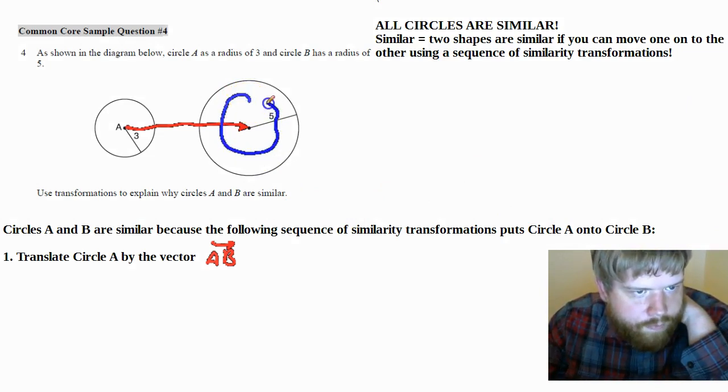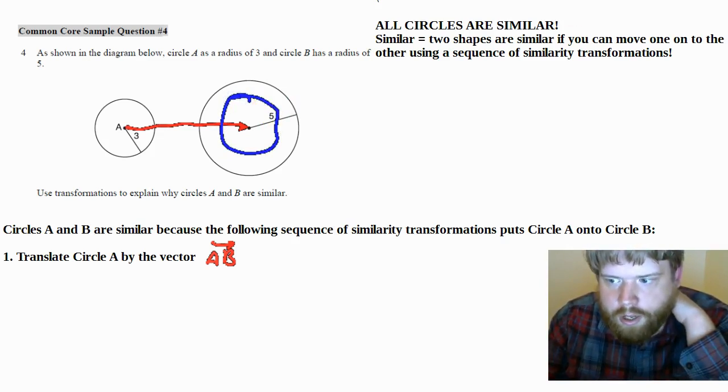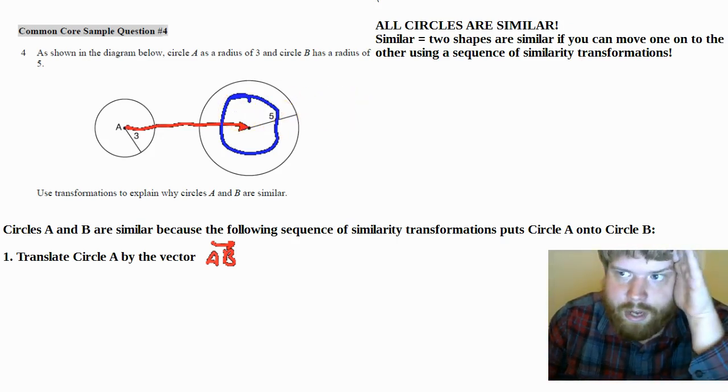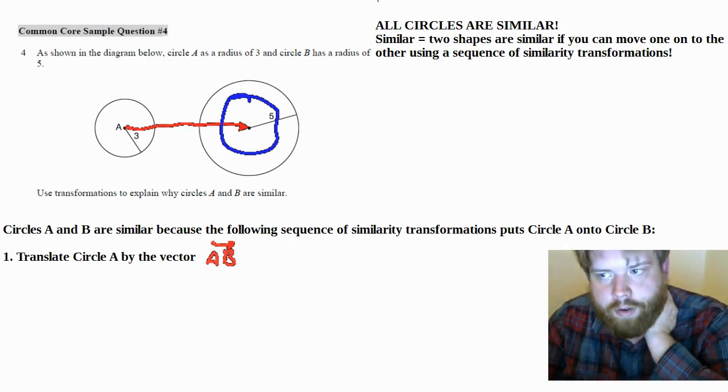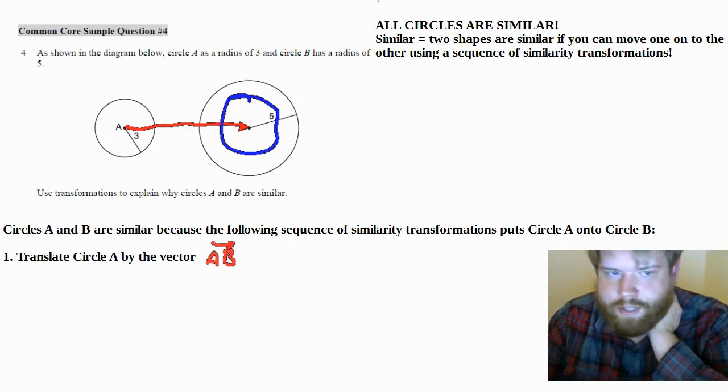Whoa, okay. Imagine that as a beautiful, perfect circle, and you'll have an idea of what I'm going for here. But basically, we now have a circle of radius 3 directly inside a circle of radius 5. Okay, well, the second transformation we need is obviously a dilation.